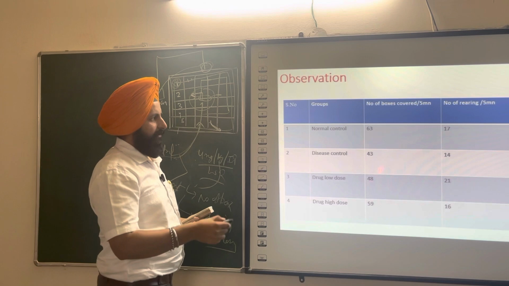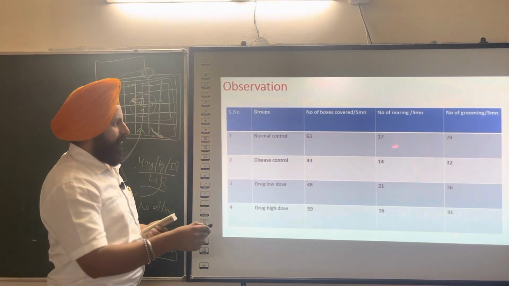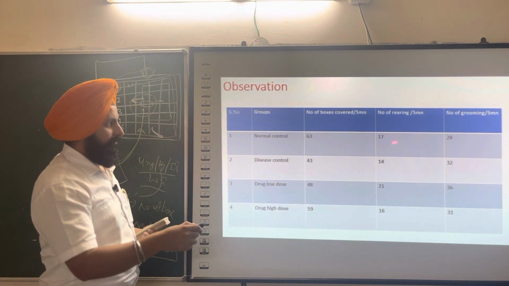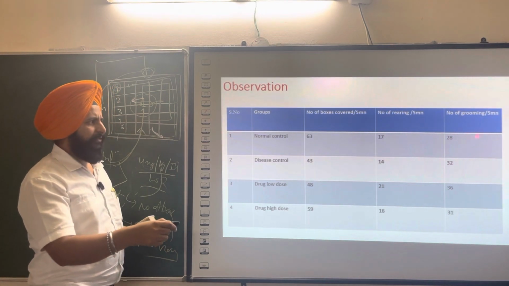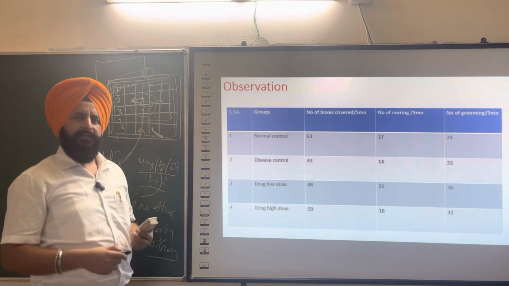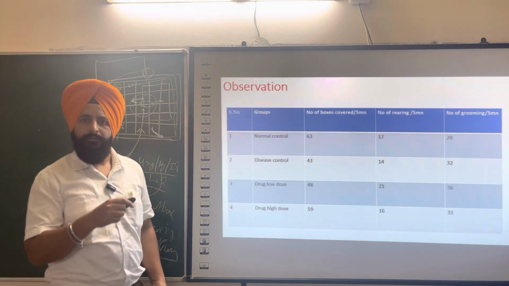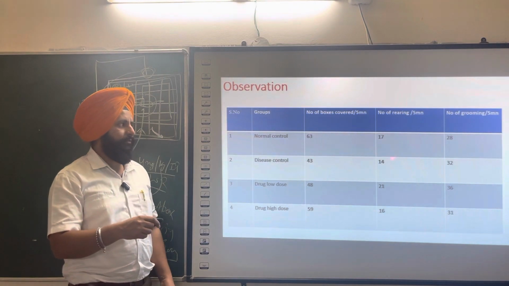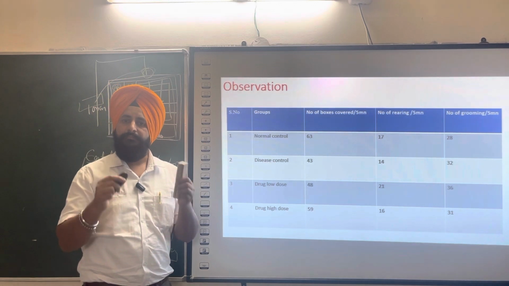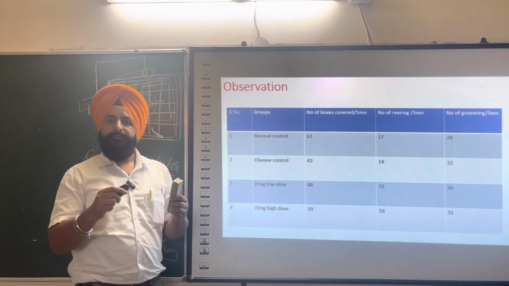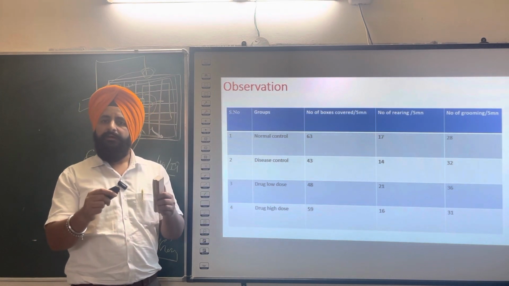Suppose this is the example that the animal had crossed 63 boxes per 5 minutes, and this animal did the rearing 17 times, and this is the grooming. Suppose this is the rough data I have put here, but you will actually see what will happen in the normal control group and in the disease control group, because in the disease control group the animal will show a lower number of box crosses, and can show more rearing, or less rearing or grooming.